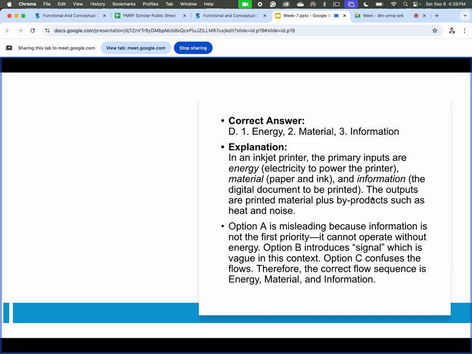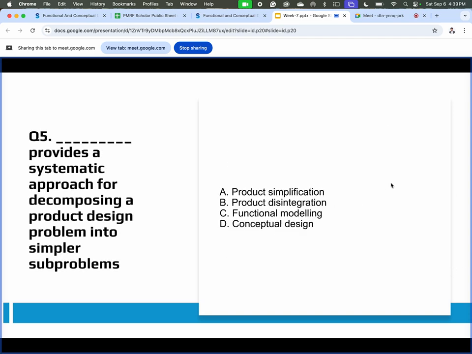Okay, moving to the next slide. Question number 5. The question is asking, dash provides a systematic approach for decomposing a product design problem into simpler sub-problems. So what is the right answer? Is it product simplification, product disintegration, functional modeling, or conceptual design? What is the right answer?